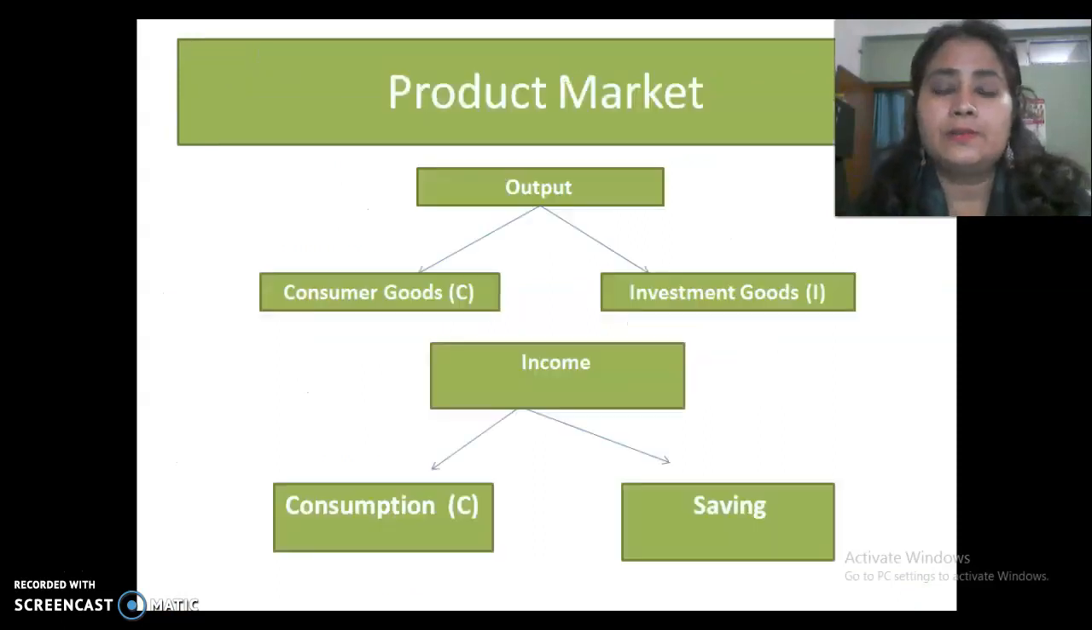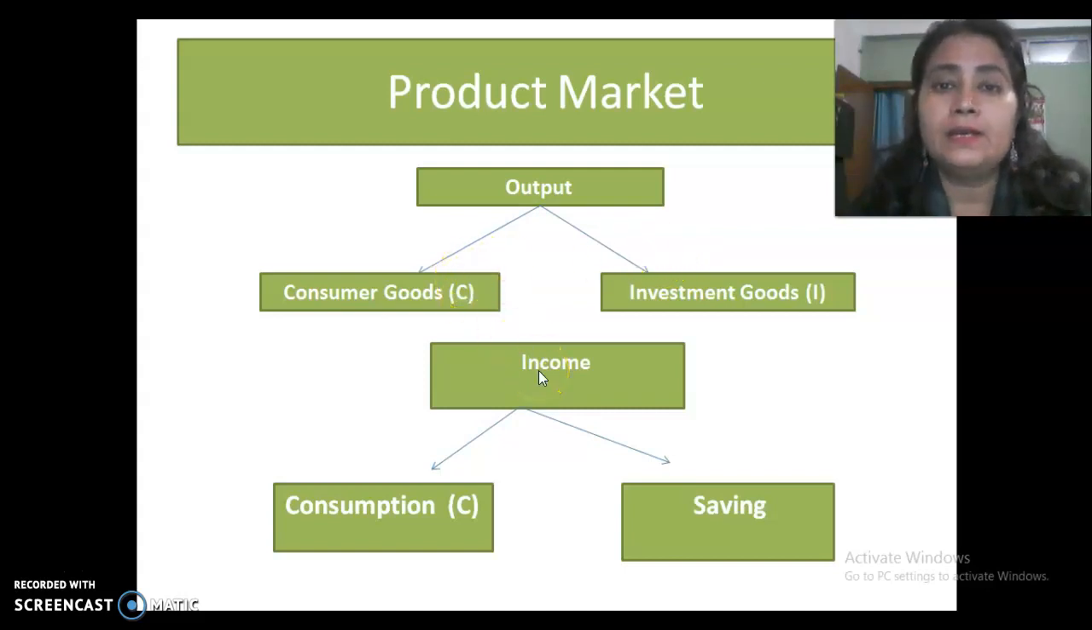Okay, so in the product market, the total output is used as consumer goods and as investment goods. So our total output has two components, that is consumer goods and investment goods. Consumer goods are those goods which are consumed by the consumer, and investment goods are those goods which are used for producing other goods.